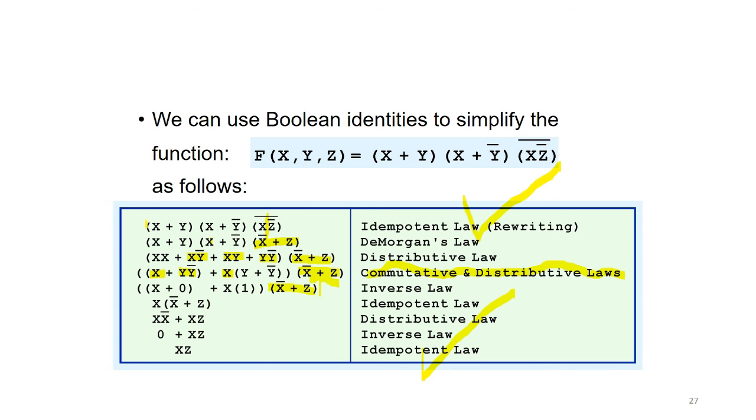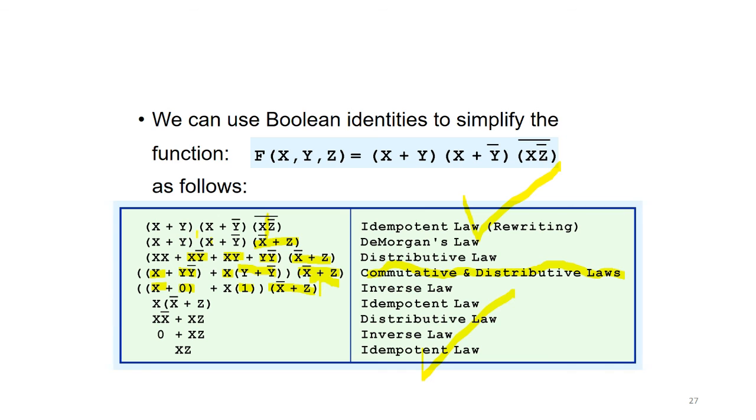Y into y bar gives us a value of 0. If you don't remember, go to the previous slide and try to review that one. Y into y bar gives us a value of 0. This is called inverse law. Y plus y bar, this gives us a value of 1. This is also inverse law. If you don't remember, I would suggest you again to go back and see the previous slide. I think you should remember this one, and if not, try to memorize these laws, it will come in handy. So y plus y bar gives us a value of 1. Fine. So then we are left out with this x.